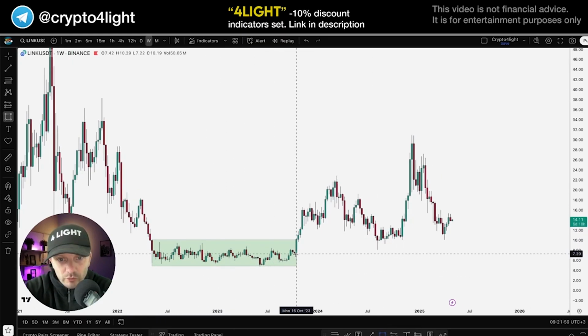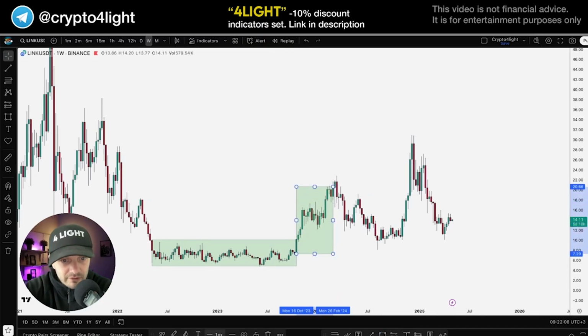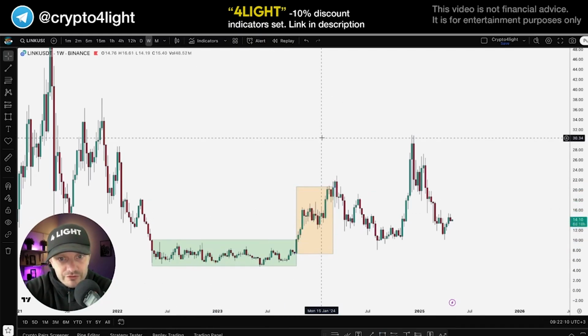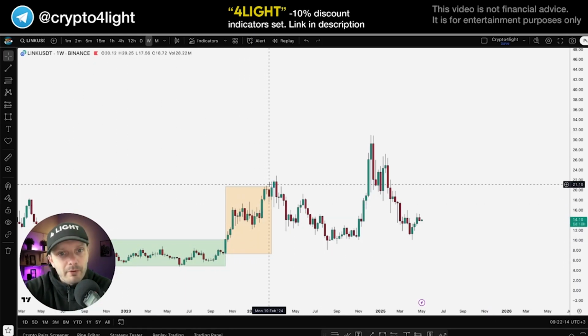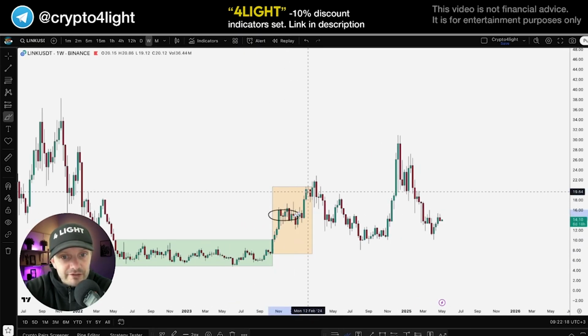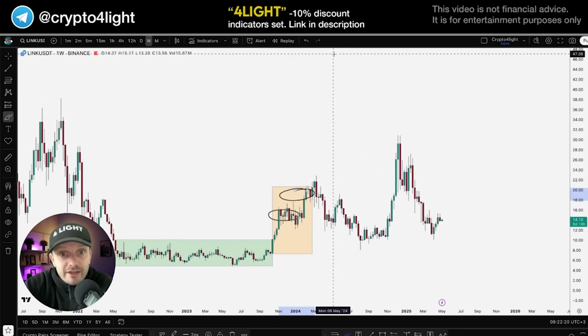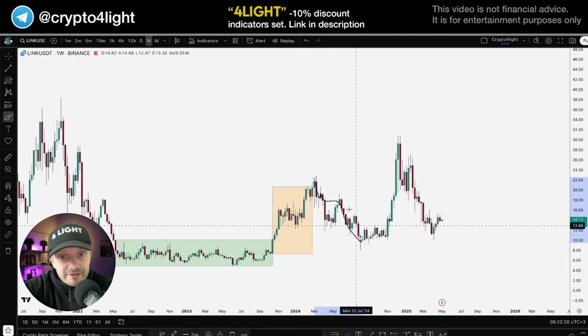After that, we got a manipulation stage. This one, let's mark it orange. So we grab all of this liquidity, pump, and when retail only here starts buying, because human nature never changed, human psychology never changed, the big guys start to distribute their bags.